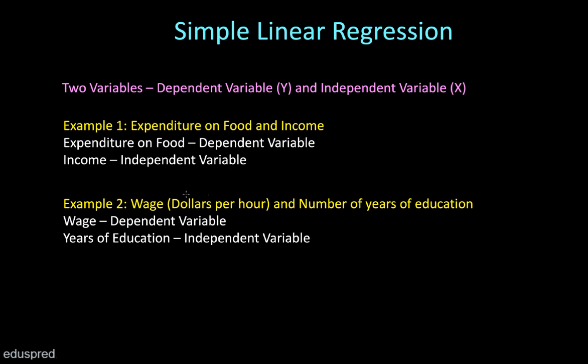Similarly, in example number 2, we have these two variables, wage and number of years of education. Now try to think what depends on what. Basically, the wage that you are going to earn depends on the number of years of education that you achieve. So wage becomes the dependent variable because it is dependent on the number of years of education, and years of education becomes the independent variable.